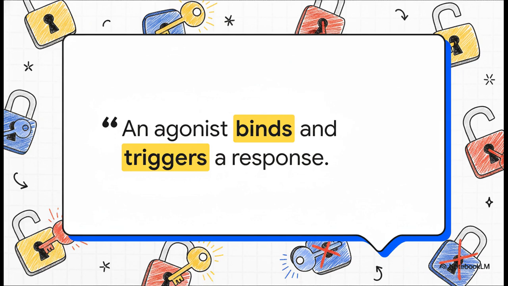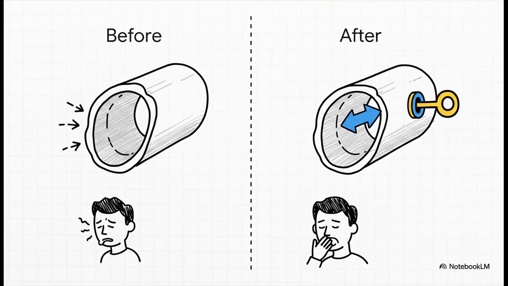This quote from the source material just sums it up so well. It's a two-part punch. It binds to the lock, and then it triggers a response. It's an active player all the way. So what does this actually look like in real life? A perfect example is Albuterol. That's the drug in a lot of asthma inhalers. It works as an agonist. It binds to these specific receptors in your lungs and mimics the natural signal that tells your airways to just relax and open up. It is literally the key that unlocks easier breathing for millions.